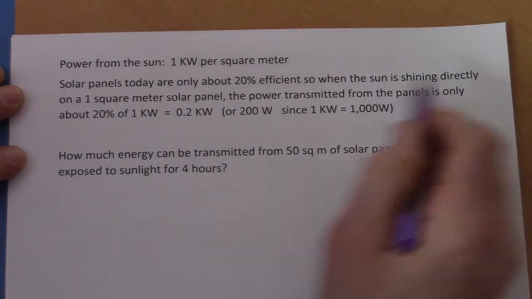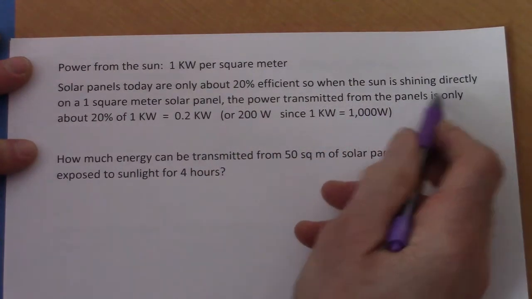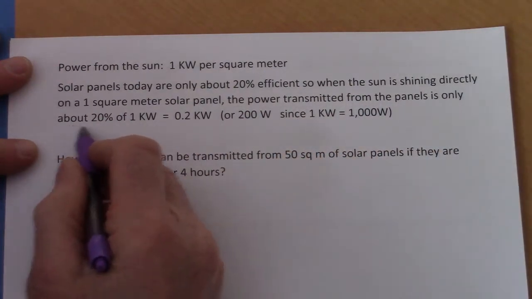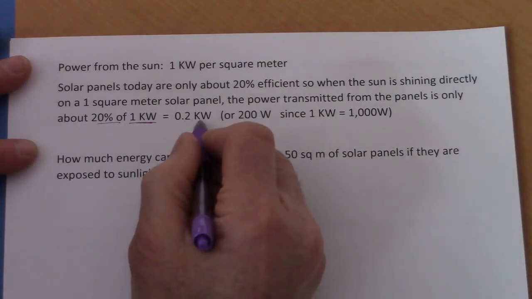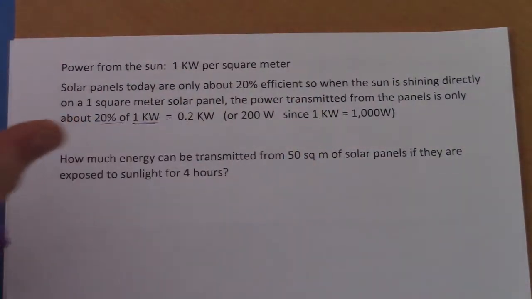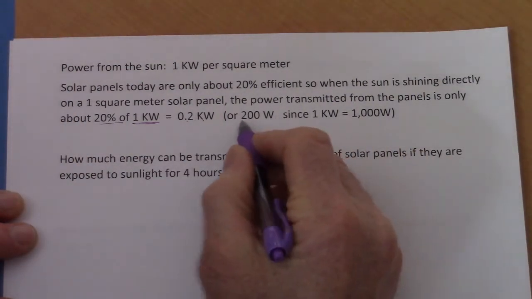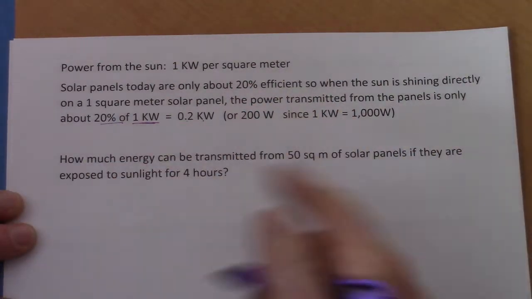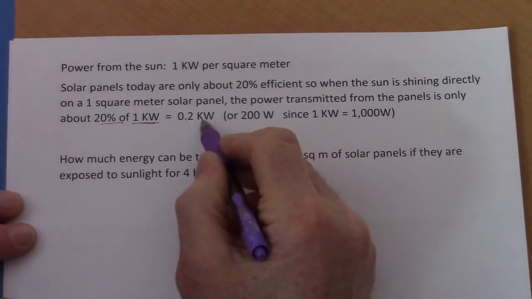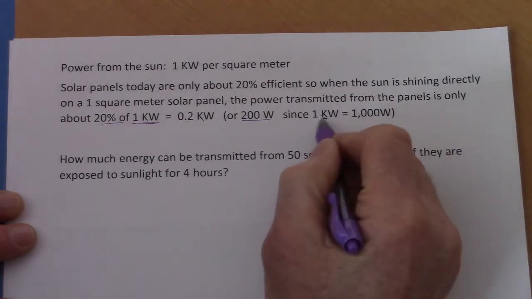So when the sun is shining directly on a 1 square meter solar panel, the power transmitted from the panel is only 20% of that 1 kilowatt. So you only get 0.2 kilowatts. Think of a wire coming out from that panel, which we do have. That wire would only be generating 0.2 kilowatts. That's how fast the energy would be flowing out of them. And 0.2 kilowatts is really 200 watts, right? Because 1 kilowatt is 1,000 watts. Kilo meaning 1,000.